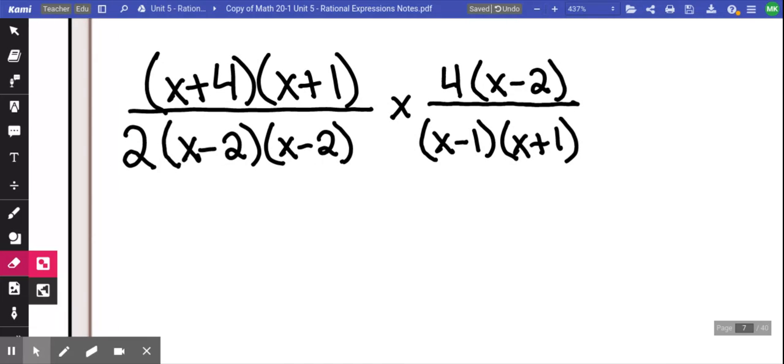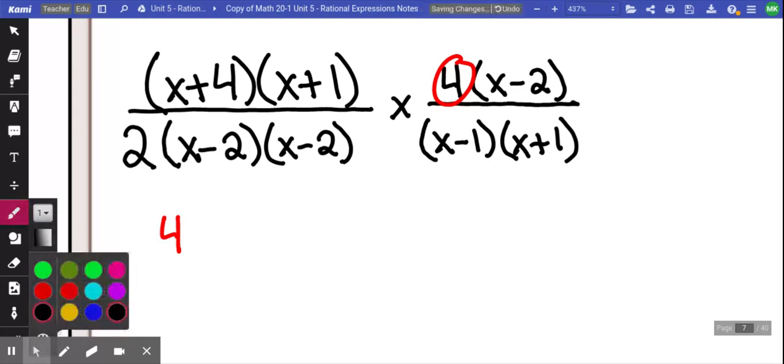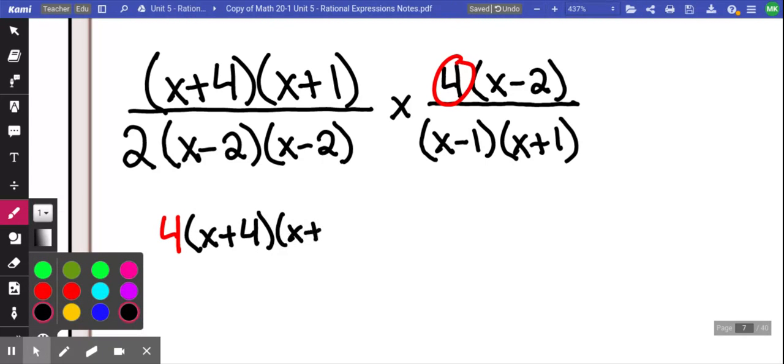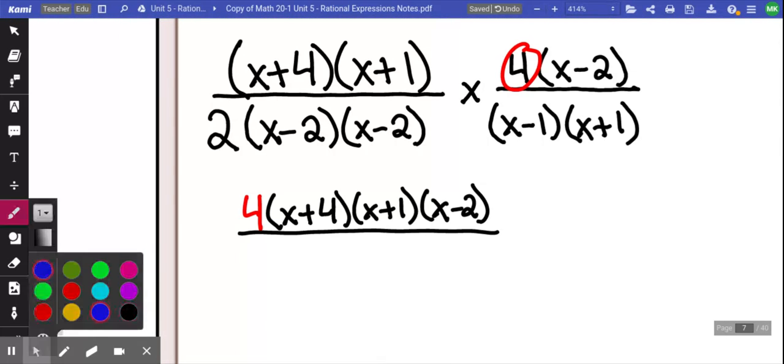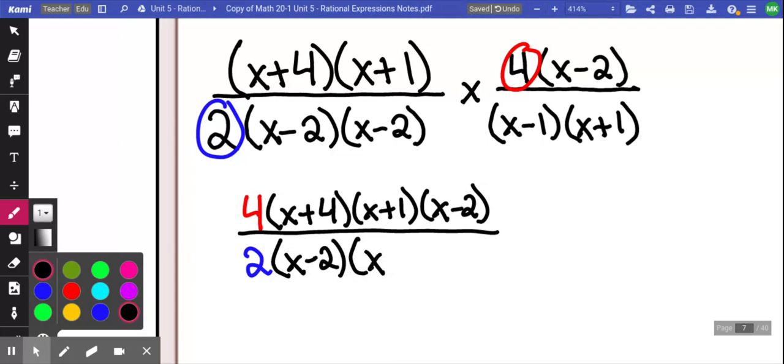Your next goal is then to write this as a singular fraction. Combine it to become 1. On the top, you want to multiply monomials with monomials. There's only one monomial here. We're just going to move it to the front, and then everything else stays the same. It just becomes 4, x plus 4, x plus 1, x minus 2. In the denominator, we're going to do the same thing. Monomials go out front. There's only one monomial here, it's 2, and then everything else stays the same: x minus 2, x minus 2, x minus 1, x plus 1.